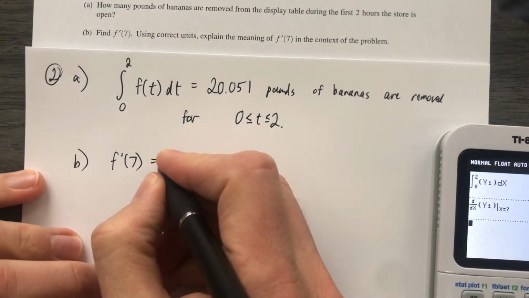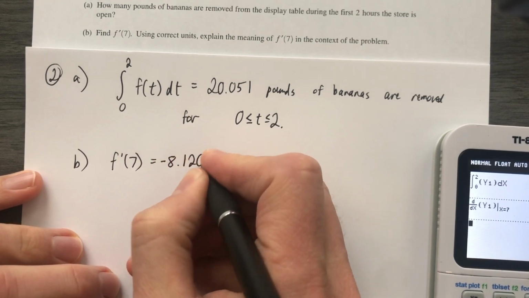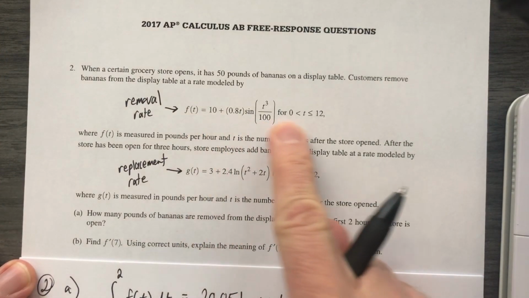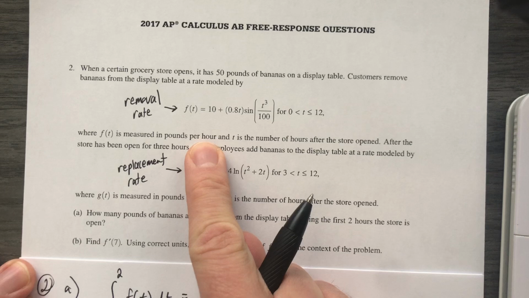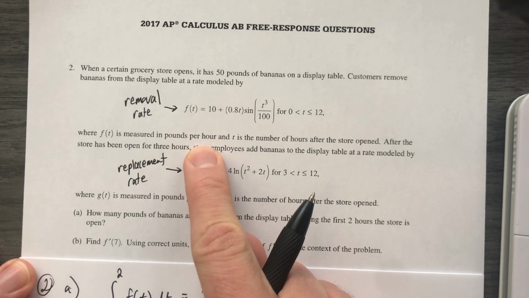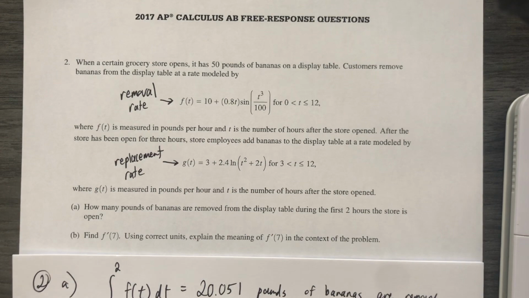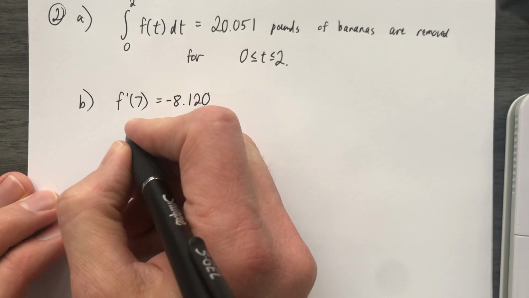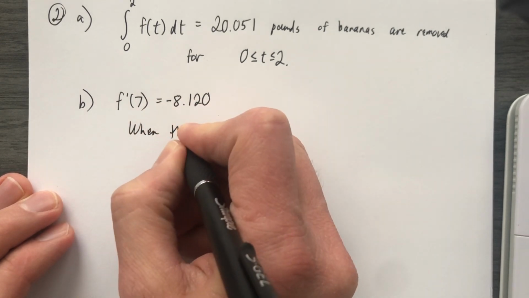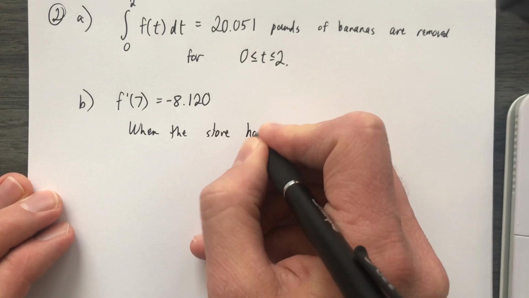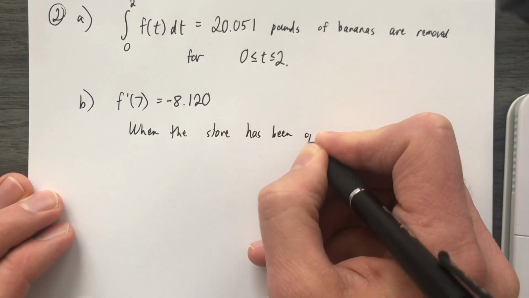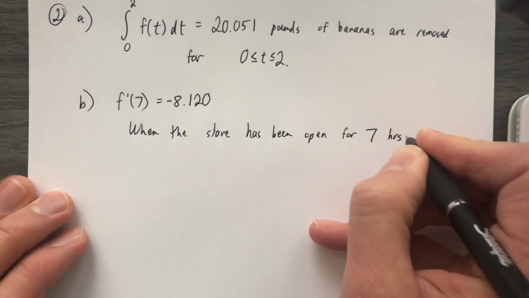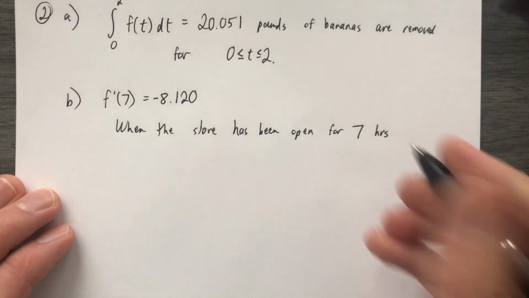So here goes. Negative 8.120. Okay, this function right here is pounds per hour. The derivative of that would be pounds per hour squared because we took the derivative with respect to time. So let's put this in context. When the store has been open for 7 hours, or you could say at t equals 7, which is fine.